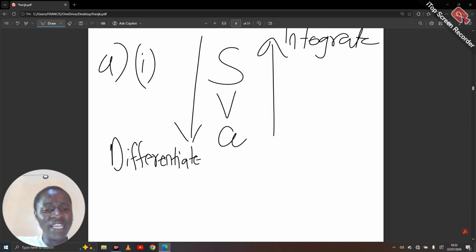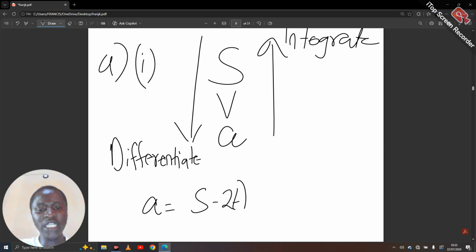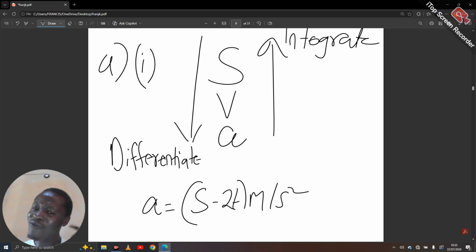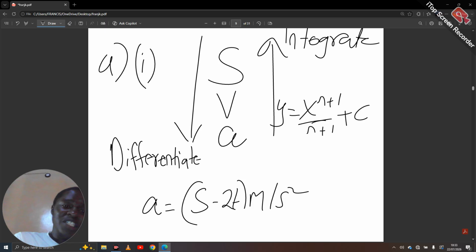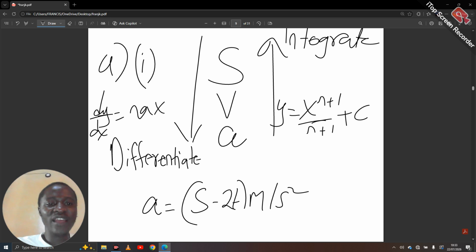So, what has the examiner given us? The examiner has given us the acceleration, that is 5 minus 2t meters per second squared. Remember, do not forget to write the formula. When you are integrating, y equals x^(n+1) over n+1, plus c. Just sit down and master this formula. When you are differentiating, dy over dx is equal to nx^(n-1).